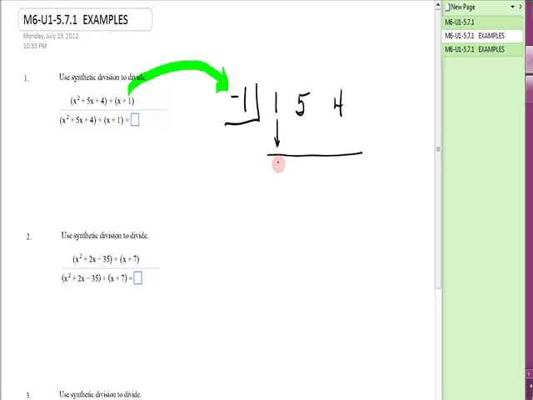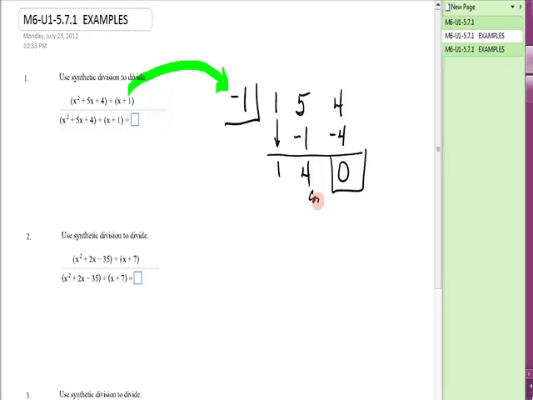Bring down your first number, 1. 1 times -1 is -1. Add for 4. 4 times -1 is -4. Add for 0. Okay, I'm done with the synthetic division, but now I have to recover my answer. This last position is the remainder, so the remainder is 0.